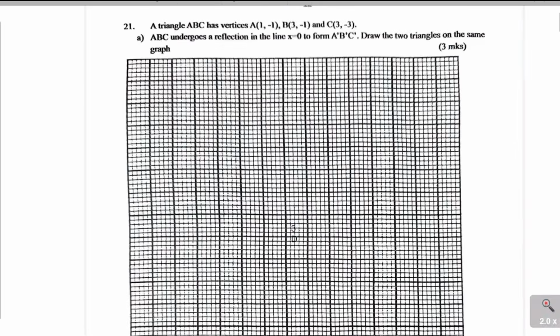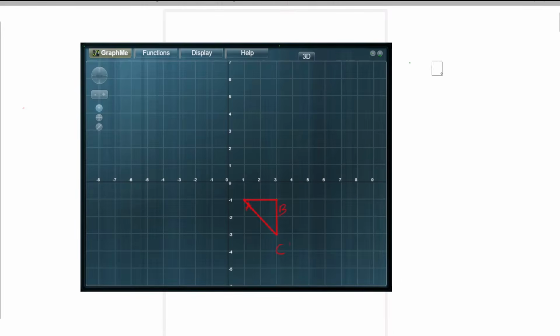We go now to the question: that triangle undergoes a reflection in the line x is equals to 0. Which kind of line is this? X is equals to 0 is the line y-axis. So the y-axis is the line of reflection. X is equals to 0 is the equation of the y-axis. So the y-axis will be the mirror line.